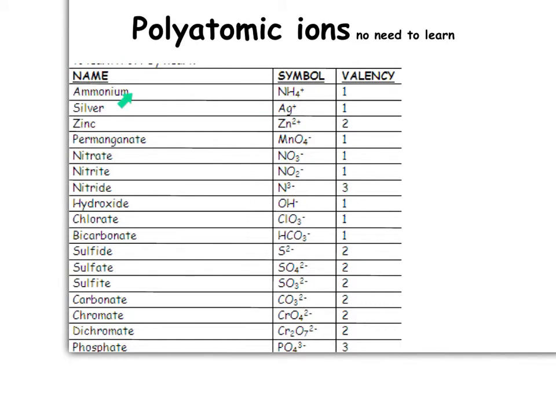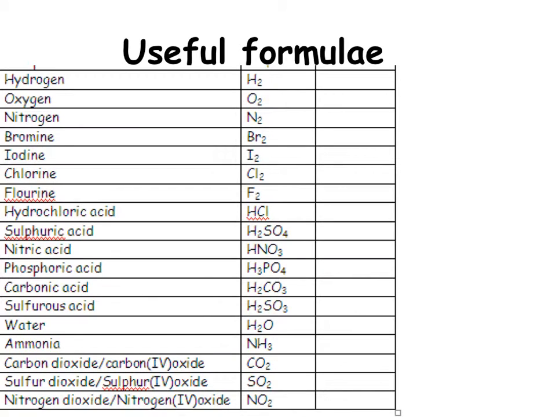There's the ammonium, which is different from ammonia. Silver, zinc, permanganate, nitrate, nitrite, nitride, hydroxide, chloride, bicarbonate, sulfide, sulfate, sulfite, carbonate, chromate, dichromate, and phosphate. So they're all given over there, and you will only have to learn how to use them. And I will explain how to use them at some later stage. They all have something called a valency. We'll discuss that a bit later.